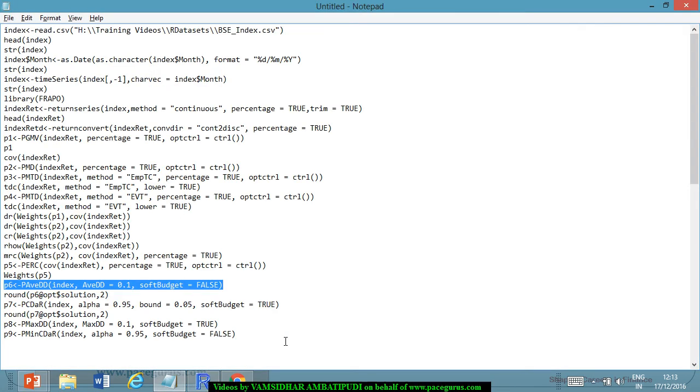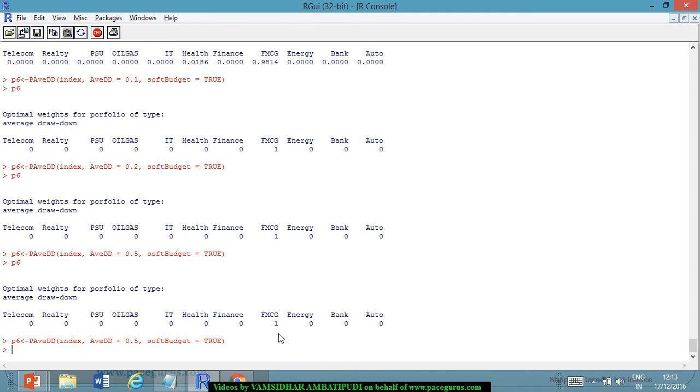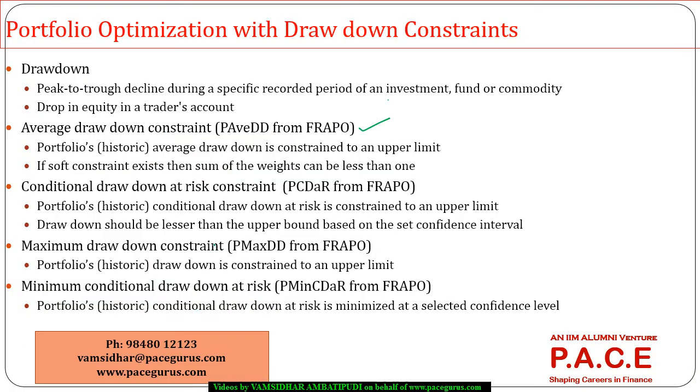So the drawdown constraint wise, I may have a completely different result. Even if I go with the soft budget being true, still it is giving me the 100% allocation to one single sector itself. So that's how we talk about the average drawdown, which is actually talking about the returns that are coming as well. So we have a constraint in terms of the number of sectors that are selected for average drawdown and the maximum drawdown. Then we have a couple of other methods.